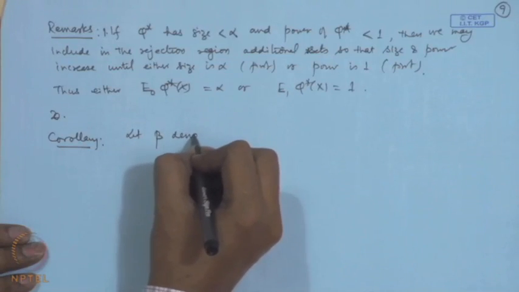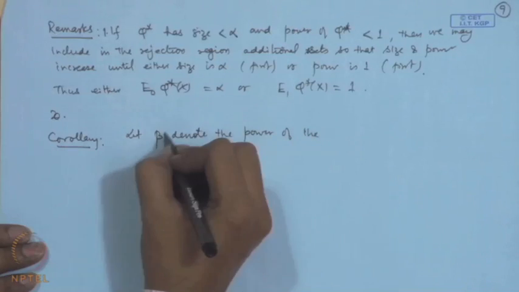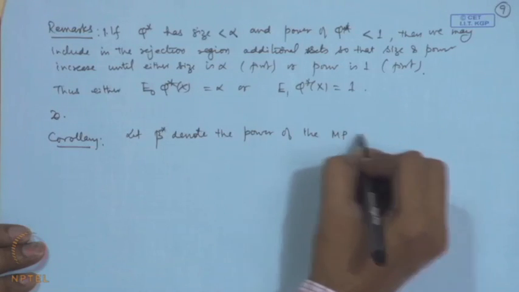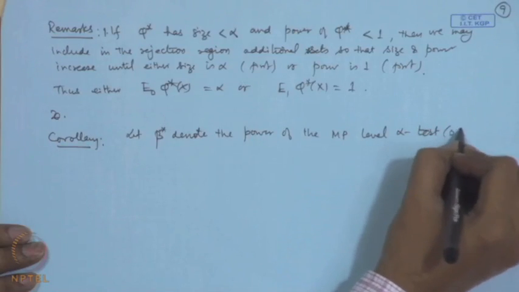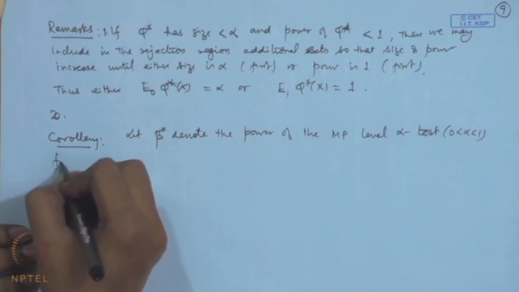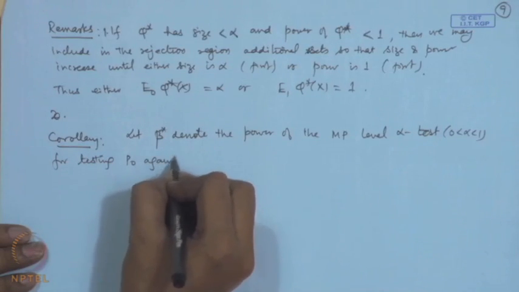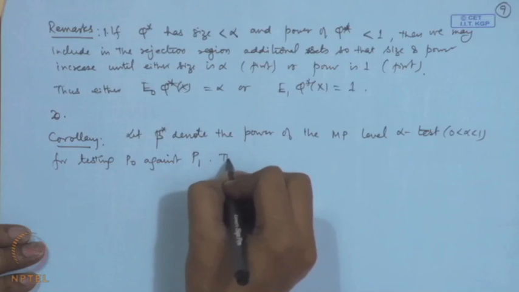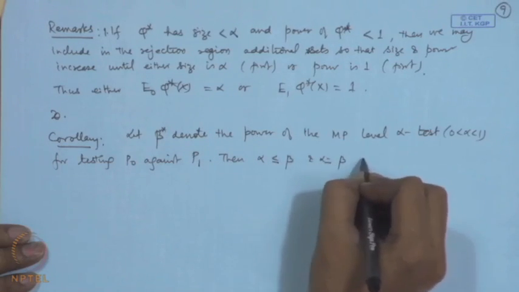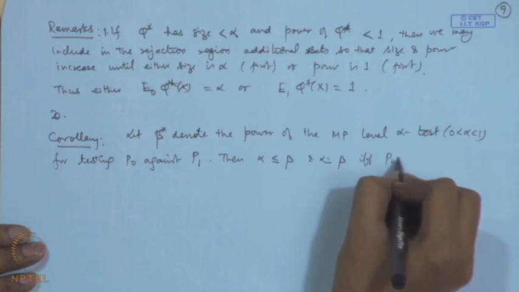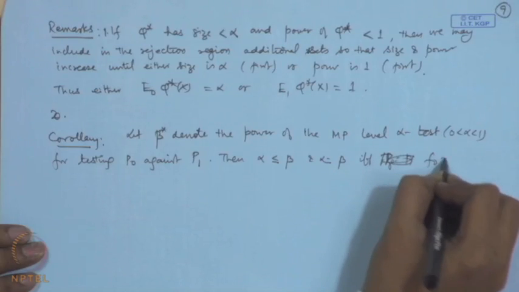Let me give examples here, and of course, we have the following corollary. Let beta star denote the power of the most powerful level alpha test for testing P naught against P 1. Then alpha is less than or equal to beta, and alpha is equal to beta if and only if P naught is equal to P 1, that is pi naught is equal to pi 1, or we can say f naught is equal to f 1.